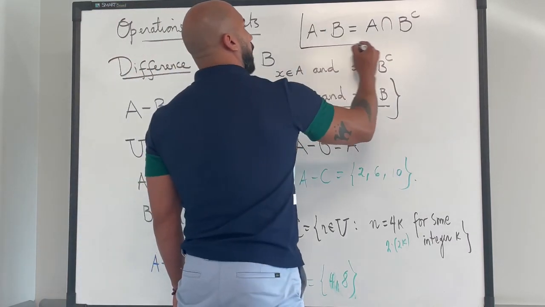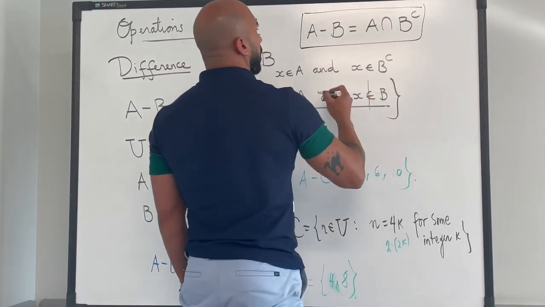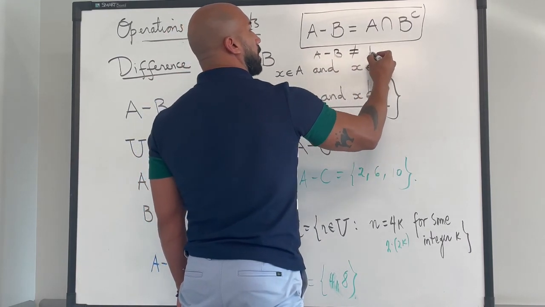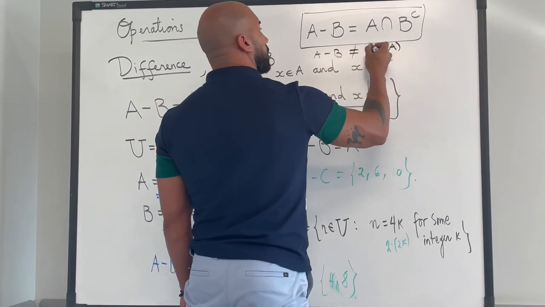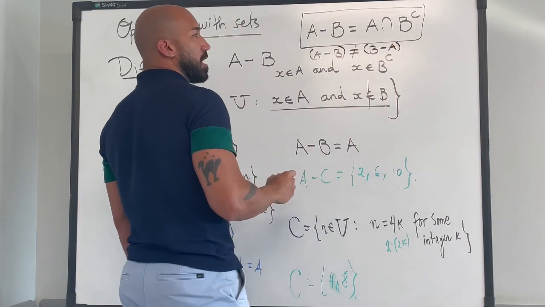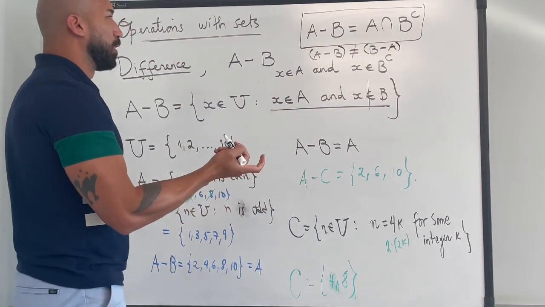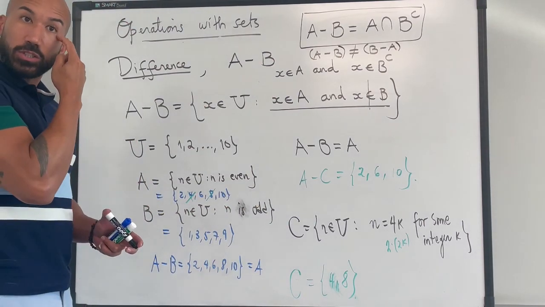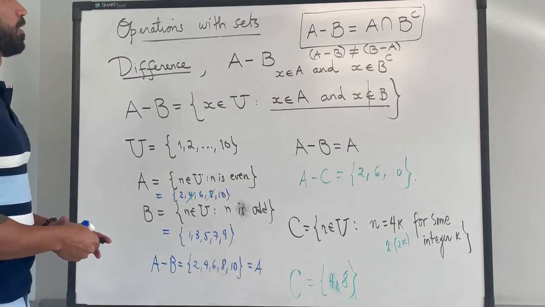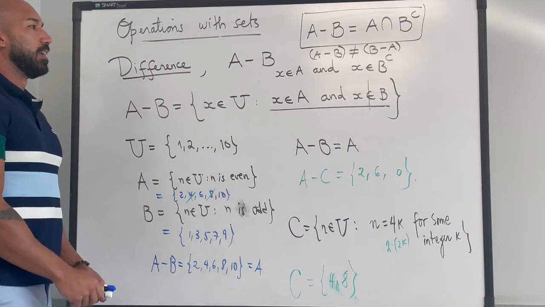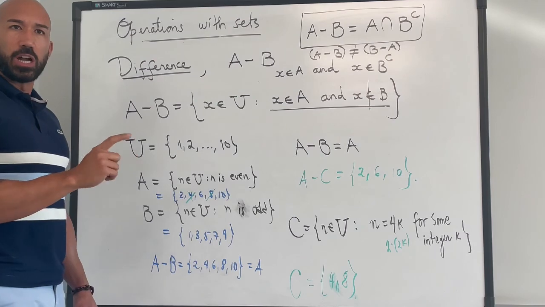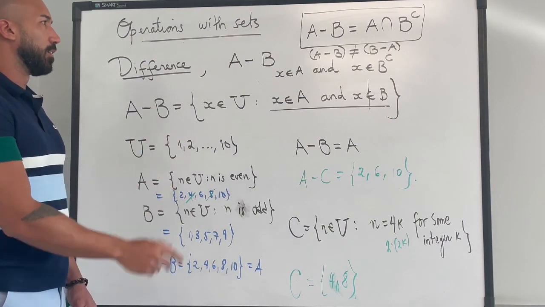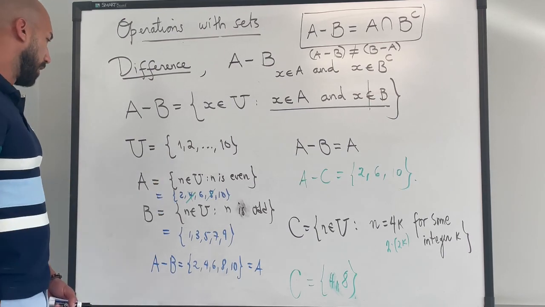Okay? And another important thing here is that A minus B in general is not producing the same result as B minus A. So this operation here is not commutative. We didn't say anything about that for the intersection and the union, but you can verify easily that for both intersection and union the results are independent of the order in which we are taking the sets.